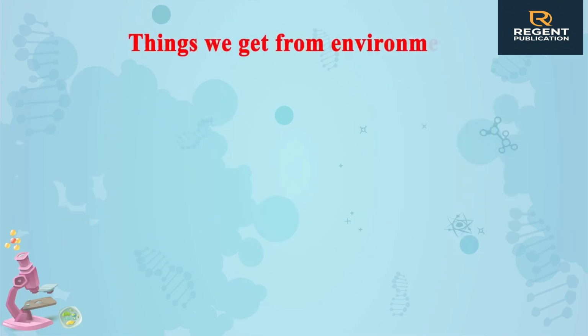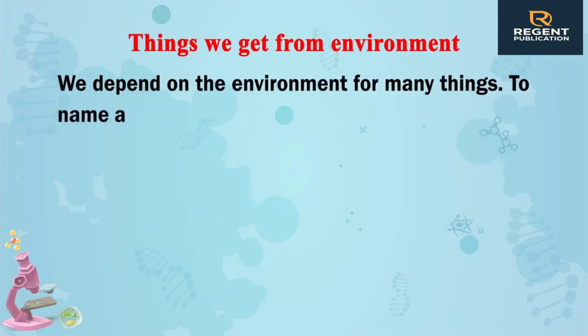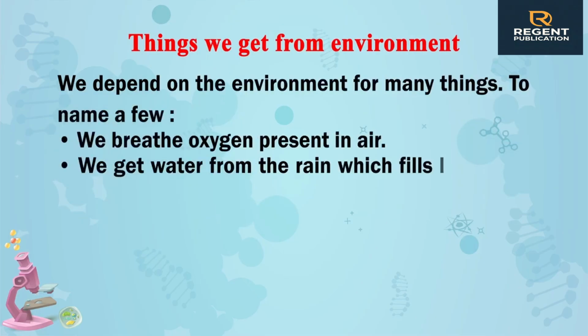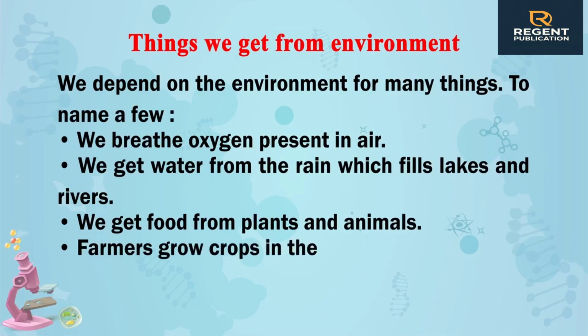Things we get from environment. We depend on the environment for many things. To name a few, we breathe oxygen present in air, we get water from the rain which fills lakes and rivers, we get food from plants and animals, farmers grow crops in the soil.